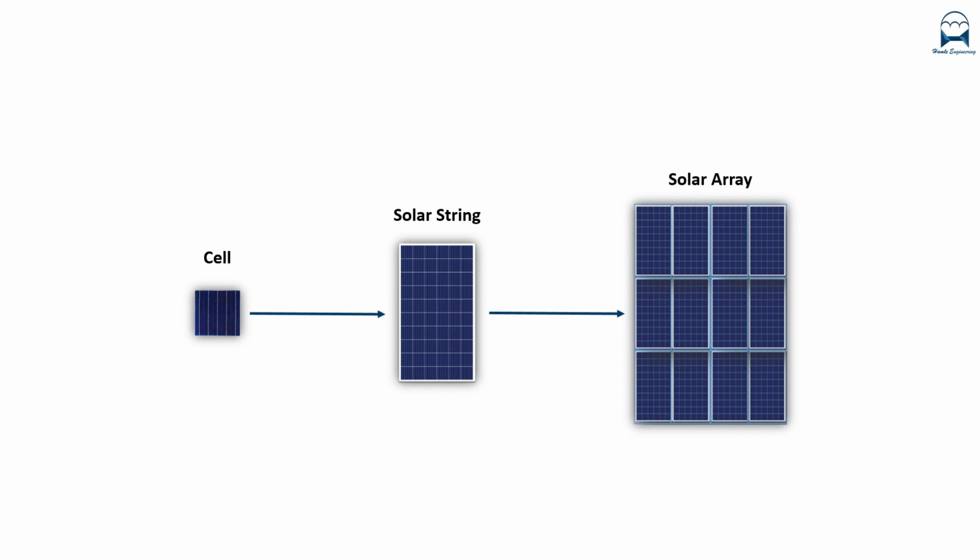PV array. Multiple PV strings are connected in parallel to form a solar array. Parallel connection increases the current, while voltage remains the same.